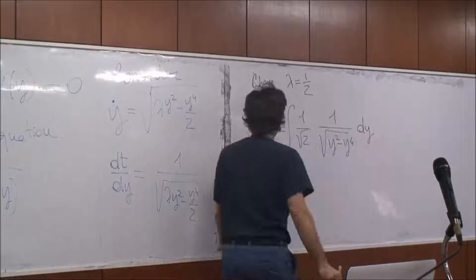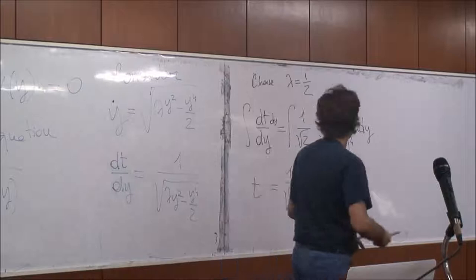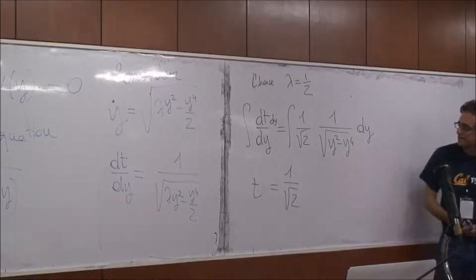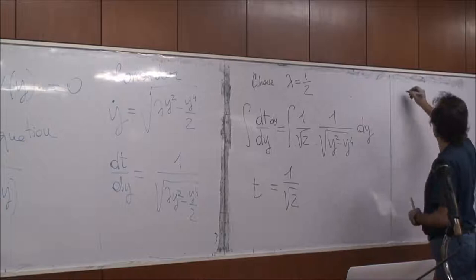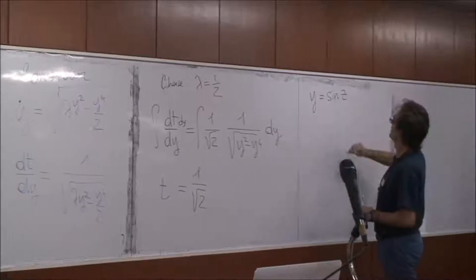So here we have that this is just the integral of dt, let me write t, and here we have 1 over square root of 2. Now, there are various methods in order to integrate it. The possibility is to perform a change of variable: y is equal to sine of, let me call it z.